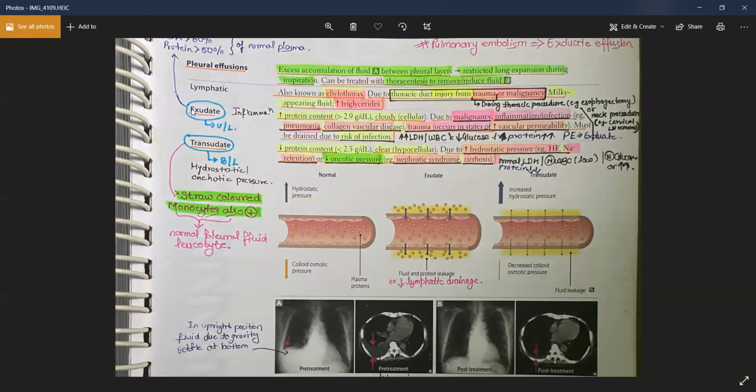Yes. So now, another important thing: when the bacteria lodge in this area, the pleura, ultimately fibrosis of this pleural space will happen.